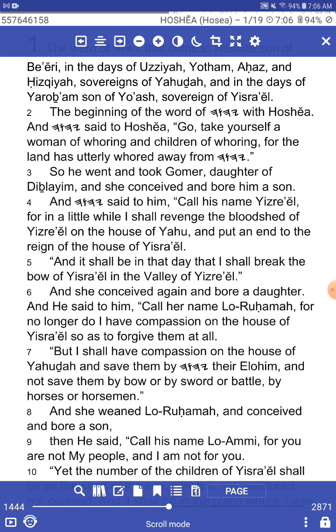Verse 2. The beginning of the word of Yahuwah with Hosea. And Yahuwah said to Hosea, go, take yourself a woman of whoring and children of whoring, for the land has utterly whored away from Yahuwah. So he went and took Gomer, daughter of Diblaim, and she conceived and bore him a son. And Yahuwah said to him, call his name Yisrael. For a little while I shall revenge the blood of Yisrael on the house of Yahu, and put an end to the reign of the house of Yisrael.